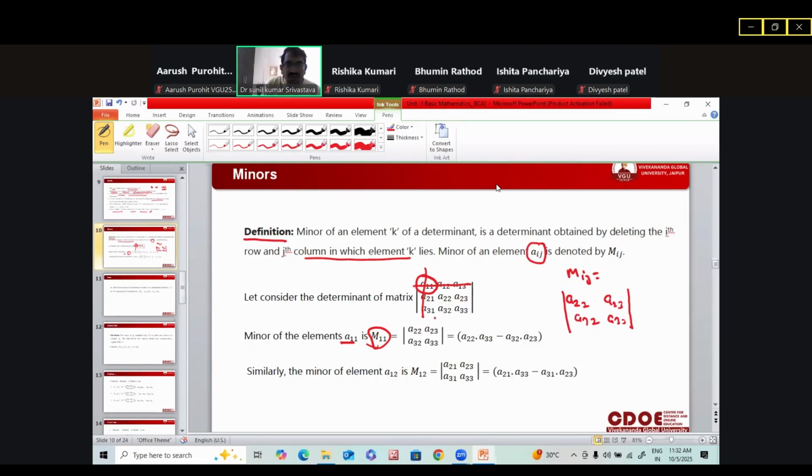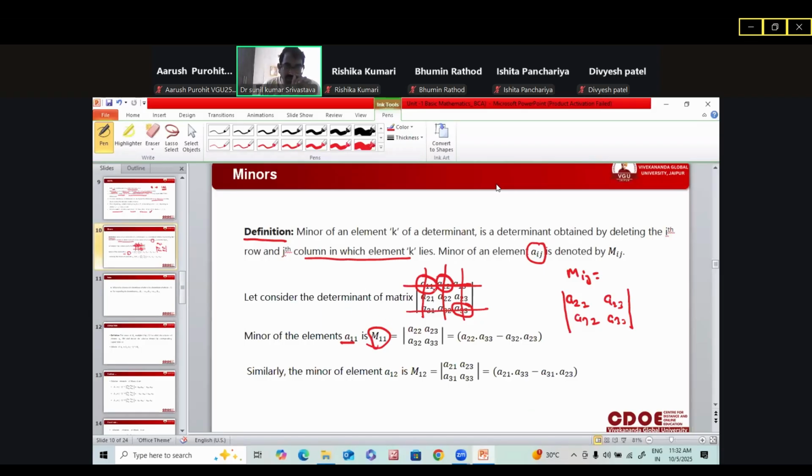Similarly, we are going to find the minor of the element A12. What is the meaning of this? First of all, we leave the row and column in which it lies. The remaining elements A21, A23, A31 and A33 give the minor of that element. Suppose we are going to find the minor of this element A33. We leave its row and column, and the remaining elements A11, A12, A21, A22 give the minor of that element.